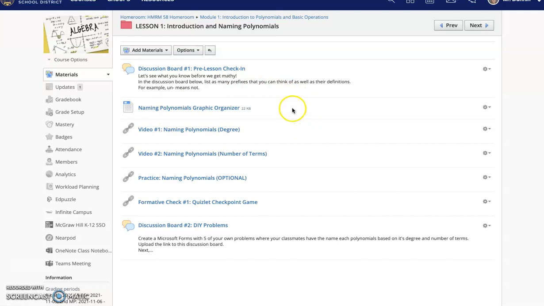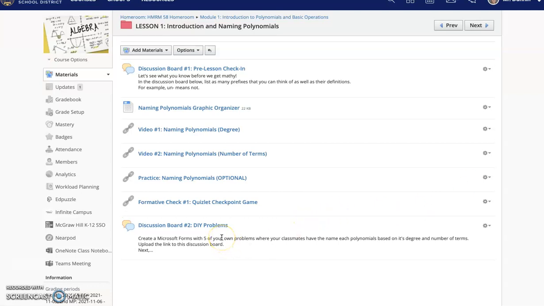For this specific lesson, Introduction to Naming Polynomials, 2 videos are provided. At times, the videos will be recorded by me. At times, they will be taken off the internet appropriately. There will be optional practice, sometimes included depending on the lesson, and always some form of a formative check, whether 1, 2, 3, or whatever is appropriate for the given lesson.